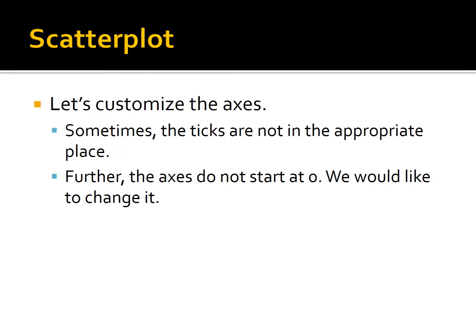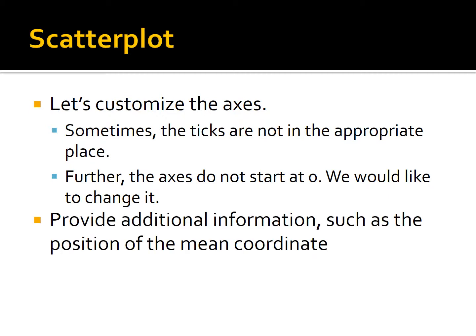So we can customize the axis. Sometimes the text are not in the appropriate place, so we would like to have the finer text or coarser text depending on what we want. And further, sometimes the axis do not start at 0, which maybe distorts and exaggerates the size of the plot and the size of the relationship. So sometimes we want the axis to start at 0, so we would like to change that. I would like to provide additional information such as the position of the mean coordinate.